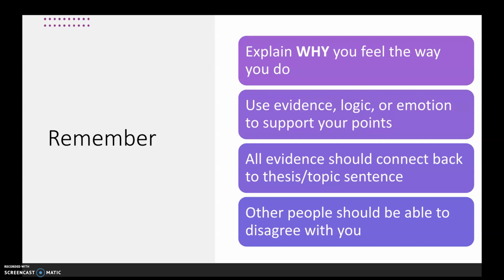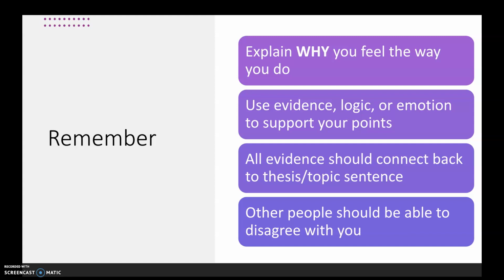You want to use evidence, logic, and emotion to support your points. All of those will help to make your argument much stronger. They'll help to make the persuasive part, well, much more persuasive. Anything you say in the paragraph should connect back to the topic sentence. When we get to the essays, everything you say in the body is going to need to connect back to your thesis. And in this type of writing in particular, thesis and topic sentences are made the same way, so I'm using the terms interchangeably, but we'll talk more about thesis statements next week.